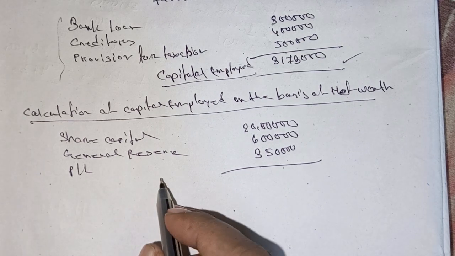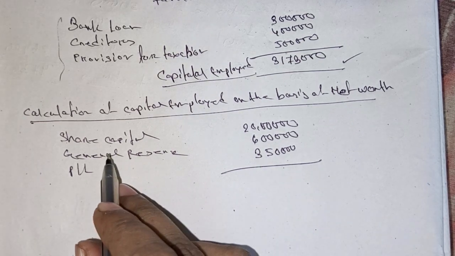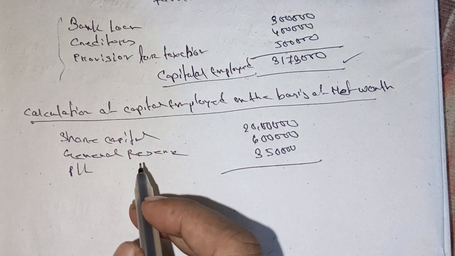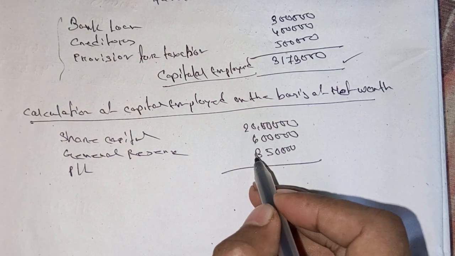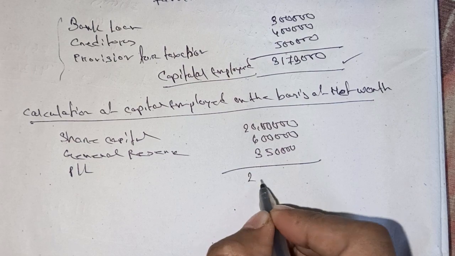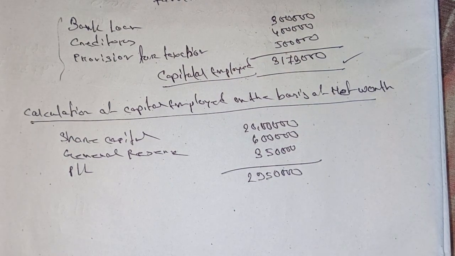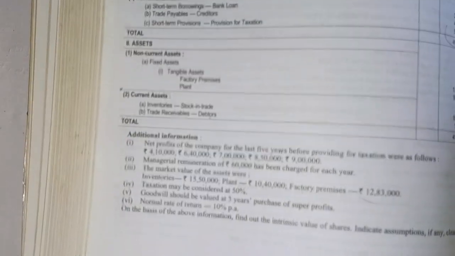So calculate it. What will be our total capital? Sorry, not total capital, that is shareholders' fund. Okay, 29 lakh 50,000. Now we have to consider our additional information.